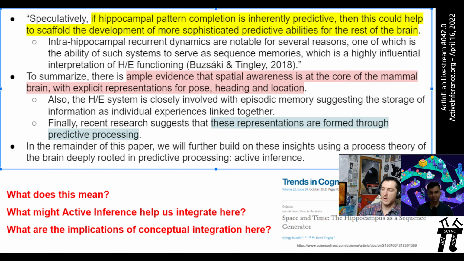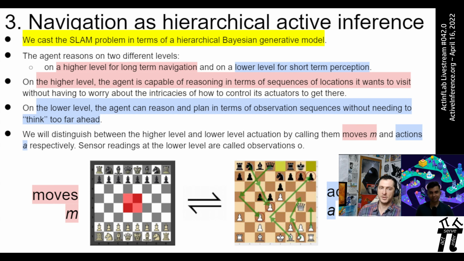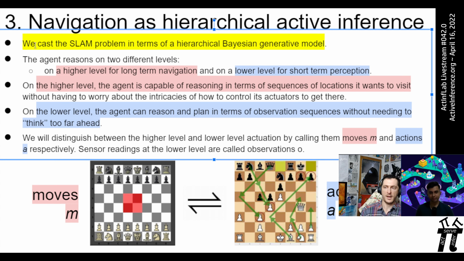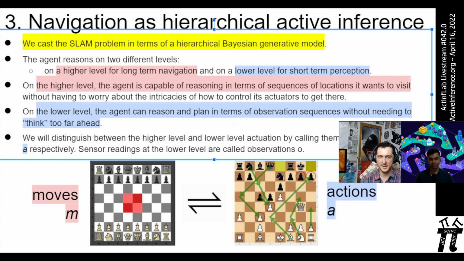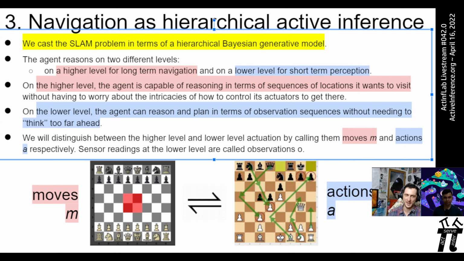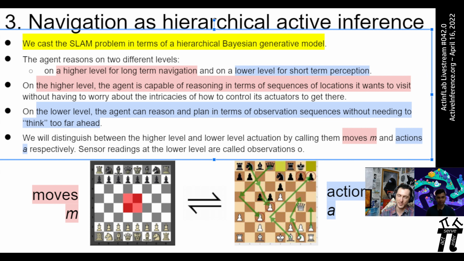All right. So into section 3, navigation as hierarchical active inference. Okay. So this is where active inference gets applied in the theory level, and then it gets applied in another way when it becomes simulated, and then in another way when it becomes enacted, etc. So we cast the SLAM problem in terms of a hierarchical Bayesian generative model. The agent reasons on 2 different nested levels.